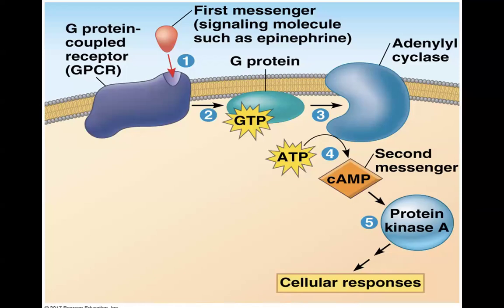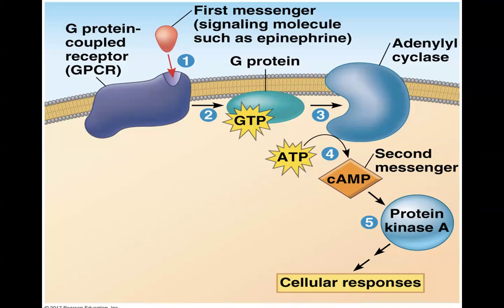This slide depicts an example of cyclic AMP and its role in the cell. Once again, we have the involvement of a membrane-bound receptor. In this case, it is a G protein coupled receptor. We have a signaling molecule, in this case such as epinephrine. Once again, epinephrine is a hydrophilic ligand. So the ligand would be binding to the G protein coupled receptor.